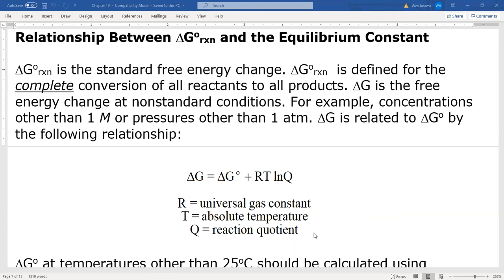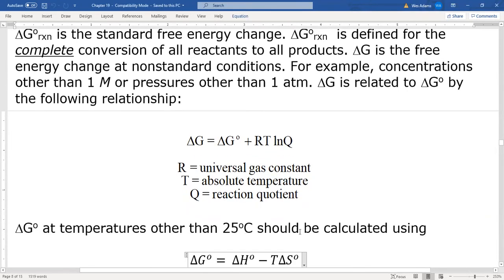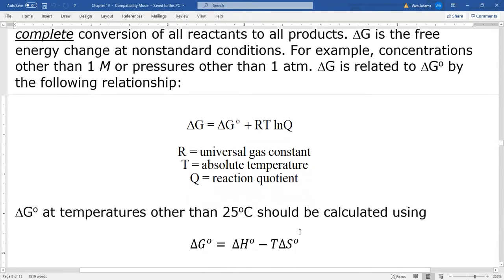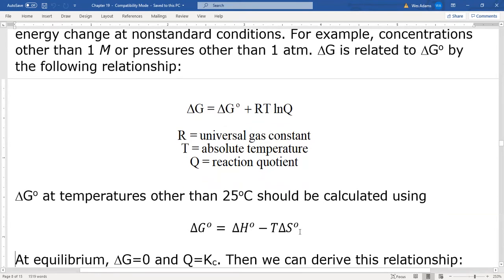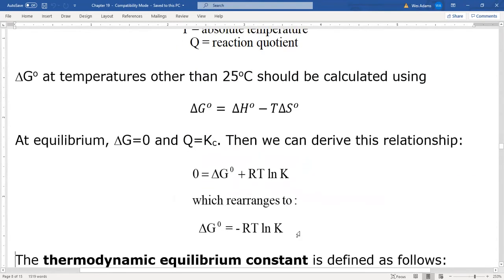So delta G standard at temperatures other than 25 can be calculated using delta G standard equals delta H standard minus T delta S. If it's at 25, you can use the tables in the back of the book, actually. At equilibrium, delta G is 0 and Q equals Kc. So we can derive a relationship.